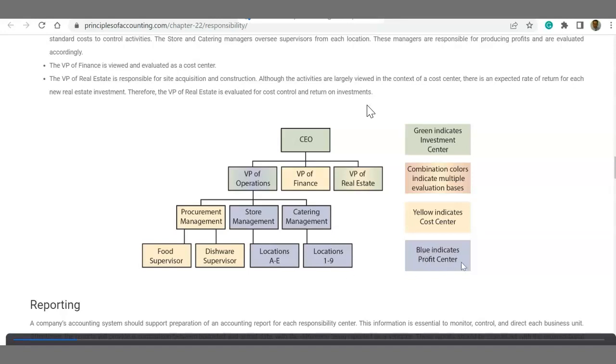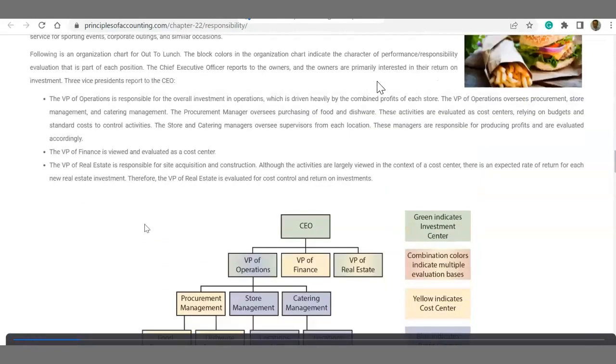So this blue color looks like it indicates profit center. So those locations are profit centers. Cost centers are centers that have no control over the profit, but they only control the cost. And let's say combination colors indicate multiple evaluation bases. So it looks like this is a combination color, and here is also a little bit of combination color. Interesting. Anyway, let's move on.